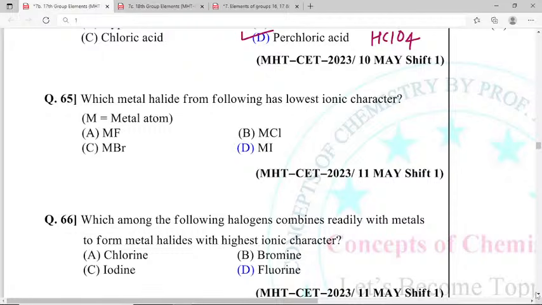Which metal halide has the lowest ionic character? So many times this question has been asked, in 2023, 22, 21. Lowest ionic character is metal iodide, and the strongest ionic character is metal fluoride due to the electronegativity of fluorine. Fluorine is the highest electronegative, so that is the strongest ionic character. And in metal iodide, iodine has low electronegativity, so it is the lowest ionic character.